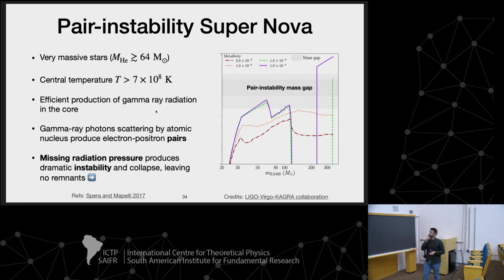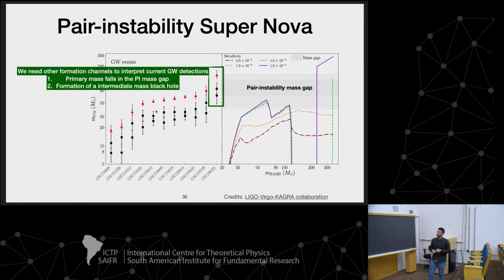The Y scale, where is the gap located? Yeah, now you see. So I'm going to that point. You define this pair instability mass gap because of this phenomenon. And here on the y-axis you have the remnant. What the LIGO-Virgo collaboration plotted here are detected gravitational wave systems, and you have this system here, GW190521, that is sitting exactly in the pair instability mass gap.